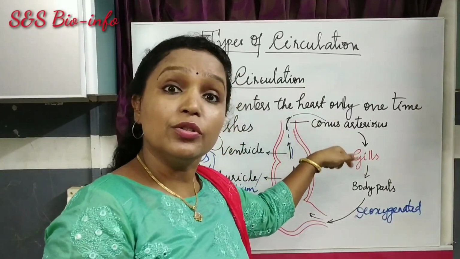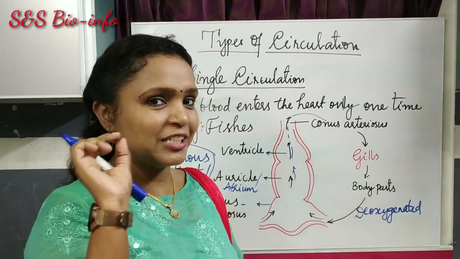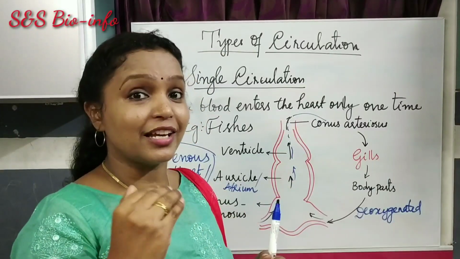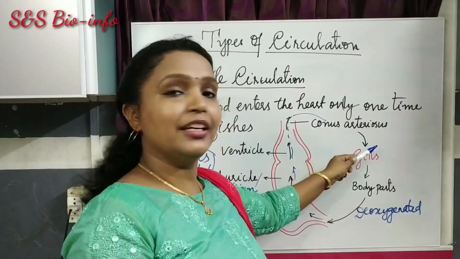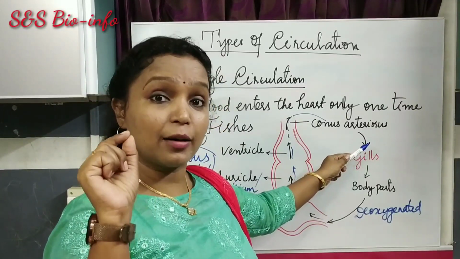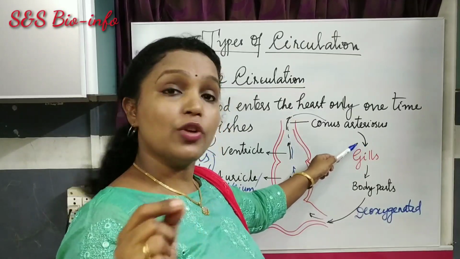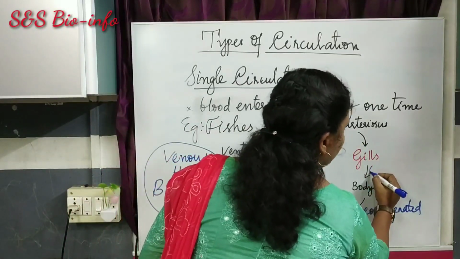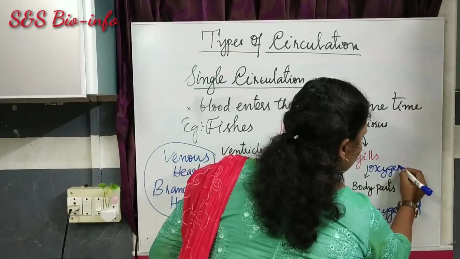From here, it goes to the gills. Gills are the respiratory organs of fishes. So what happens here? Exchange of gases. Till here, the blood is impure blood, carbon dioxide rich blood. After oxygenation, the blood is oxygenated blood.